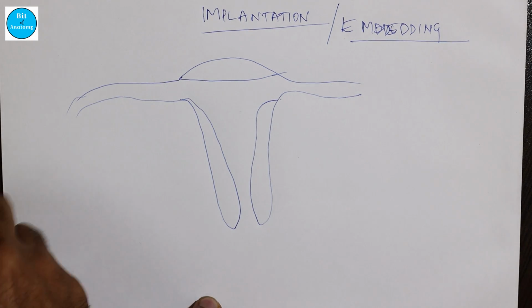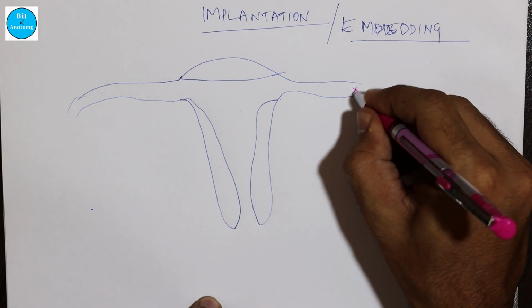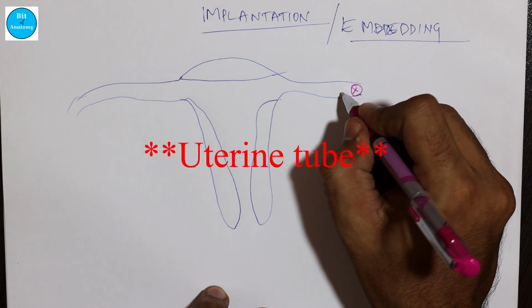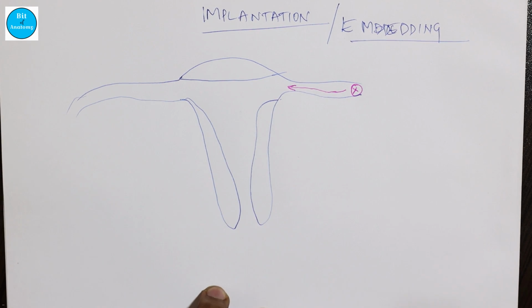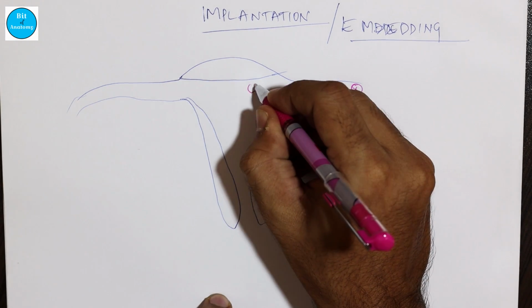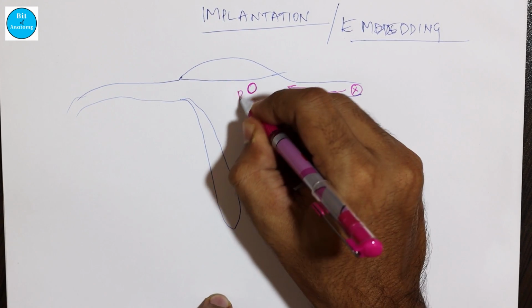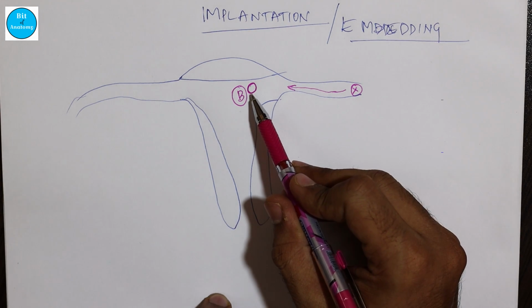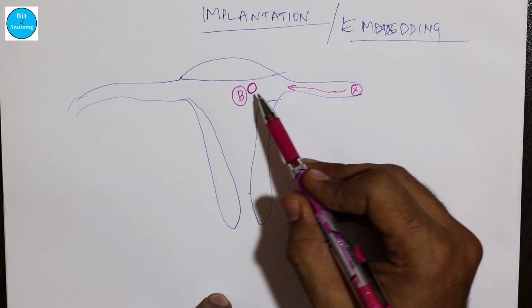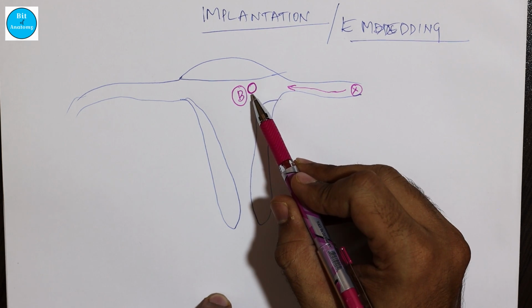So the fertilization occurs in the region of the ampulla of the uterine tube, and gradually the zygote will move along the uterine tube or the fallopian tube, where it undergoes various stages of cleavage division and forms the morula, and later it forms the blastocyst, and that blastocyst will reach the uterine cavity. Once it reaches the uterine cavity, for further development, it can't develop within the uterine cavity.